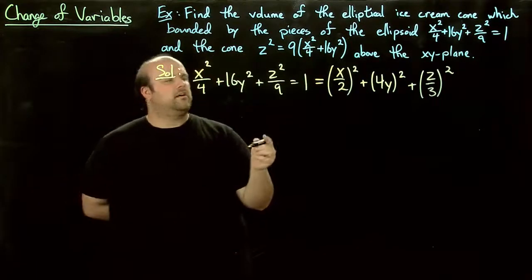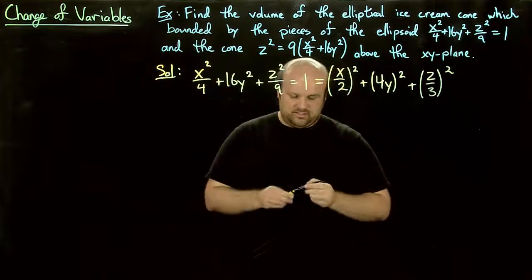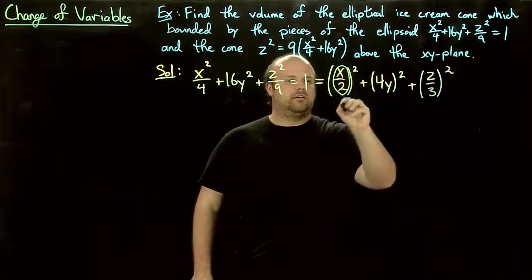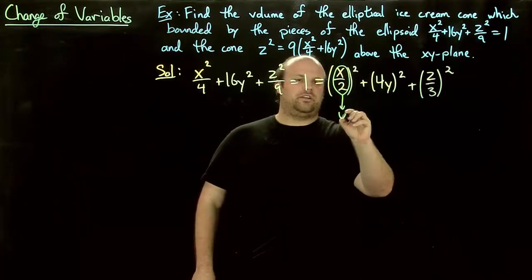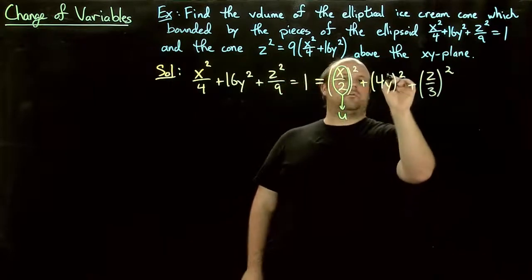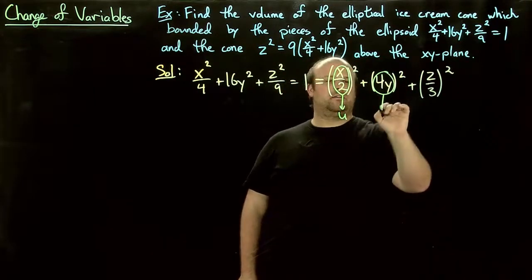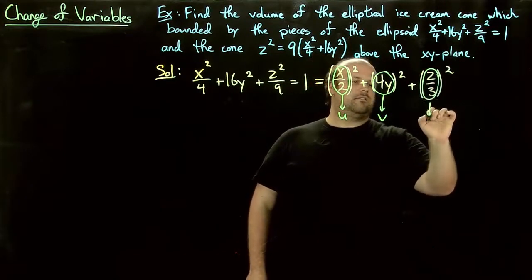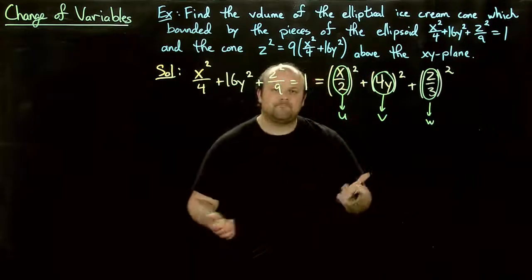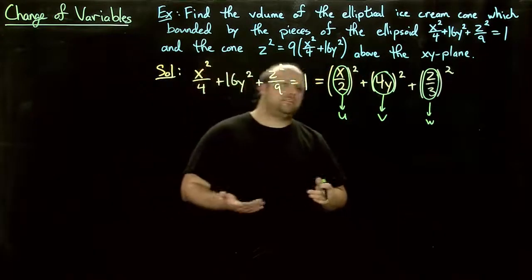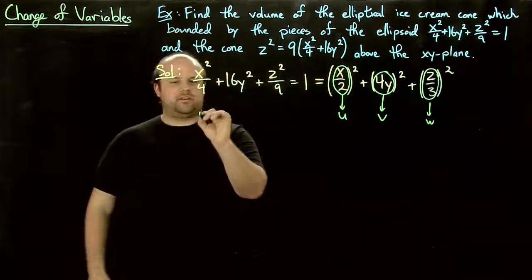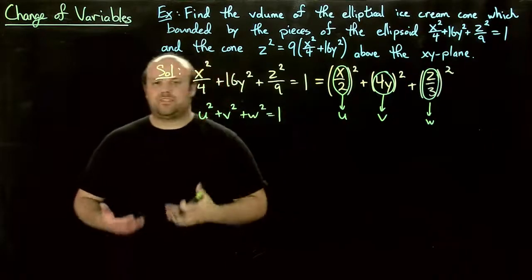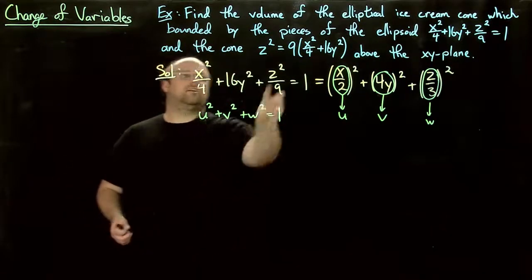We can say, well, let's use a more striking color difference here. We're going to take this guy, x over 2, and call it u. We're going to take this guy, the 4y, and call it v. We're going to take this, and you guessed it, call it w. And then if we do that, we get an honest u squared plus v squared plus w squared equals 1, a sphere. What about the cone here?